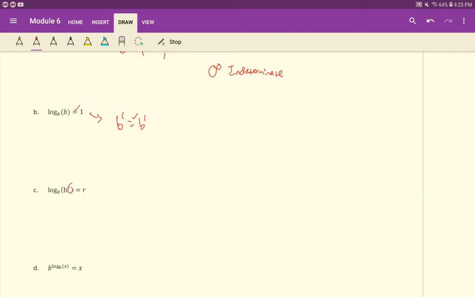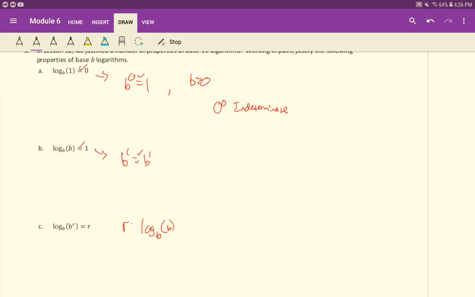Again, we can use our properties of logarithms and bring that r out front. So we'll have r times log base b of b. And we already established here that log base b of b is 1, so we can use that property to say this is r times 1, or just r. So check, that's right there.